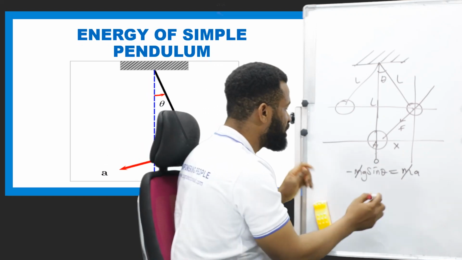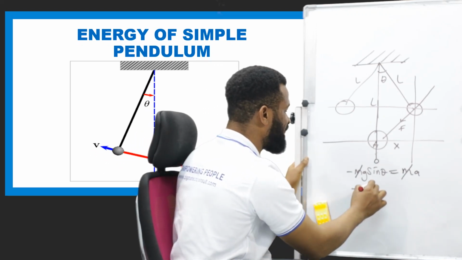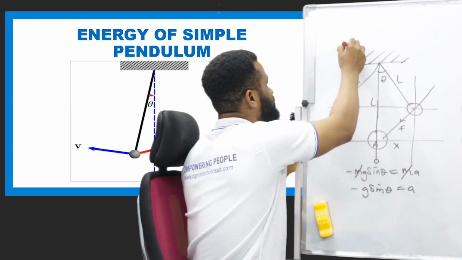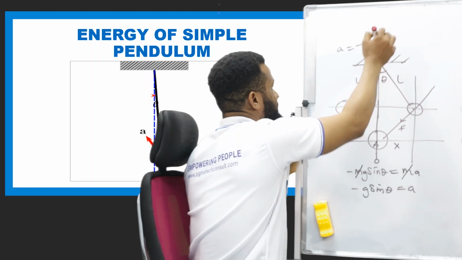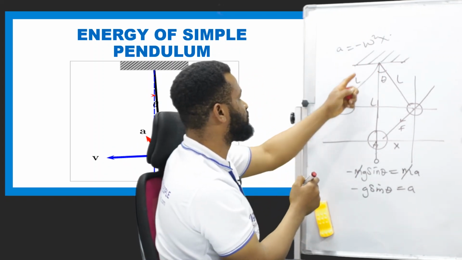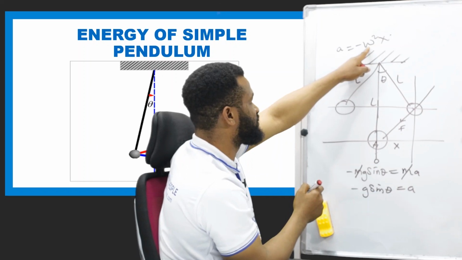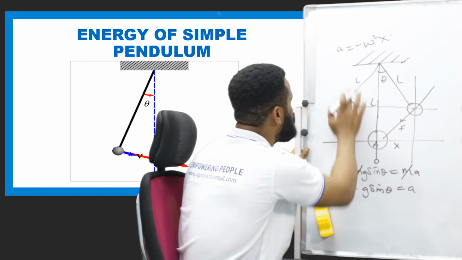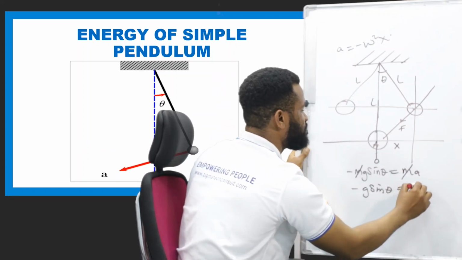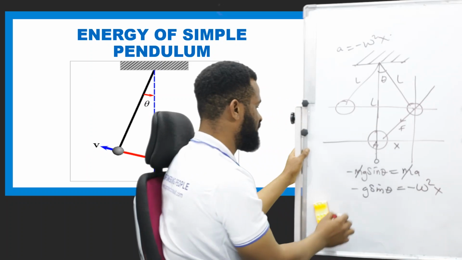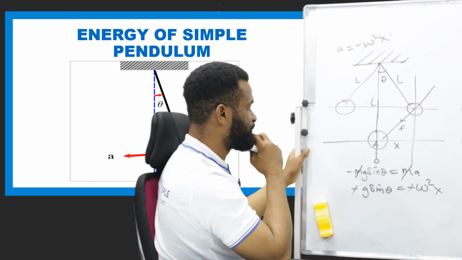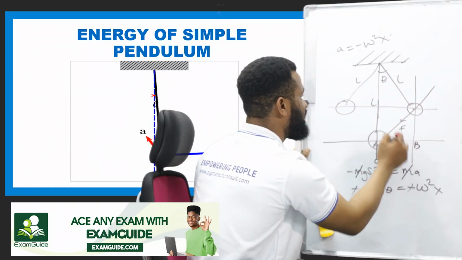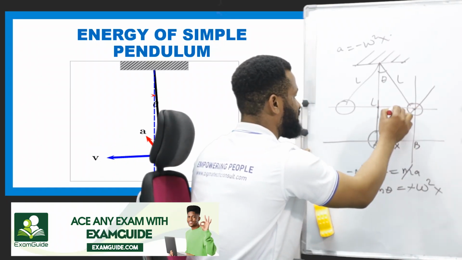Now, if I cancel, then I have minus g sine theta is equal to A. And that A, acceleration, I'm giving it as this, because in terms of angular rotation, and this is angular velocity, which is as a result of the movement of rotation. So that means I will remove this acceleration and replace it with this. Then this minus cancels this minus. But before that, remember that from here to here is x, then from here to here is also x.